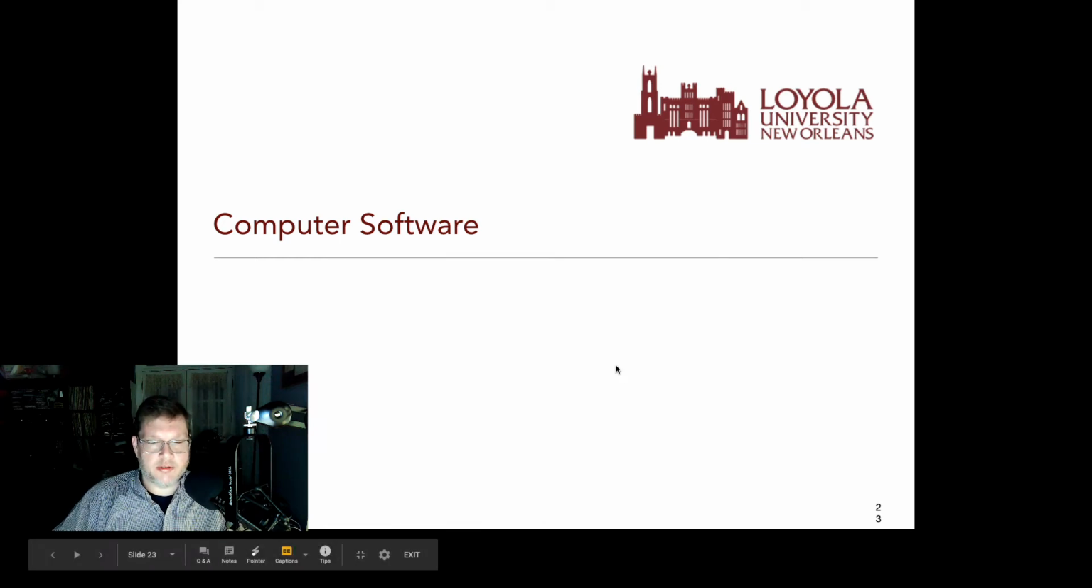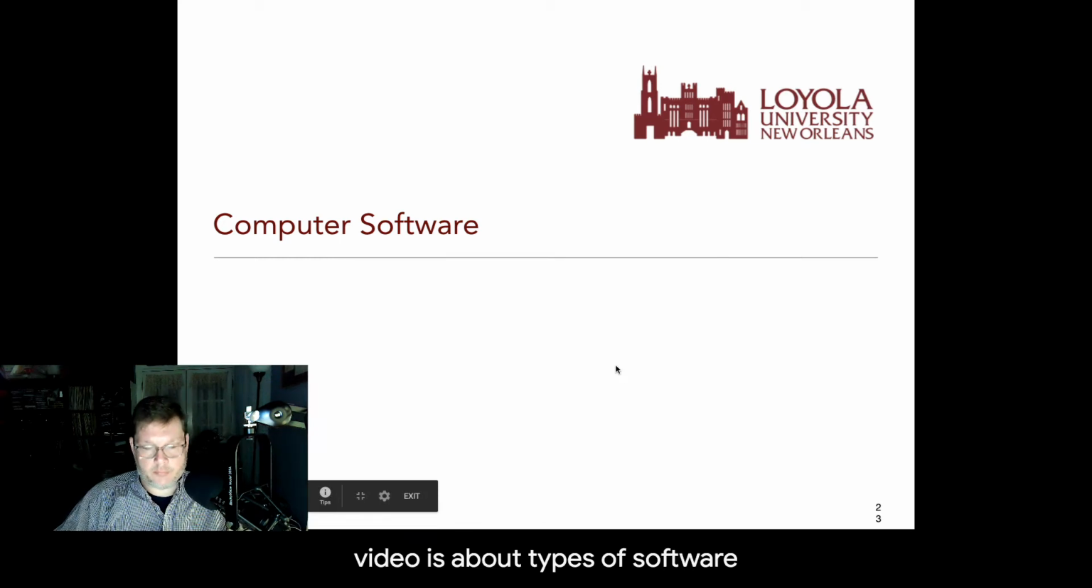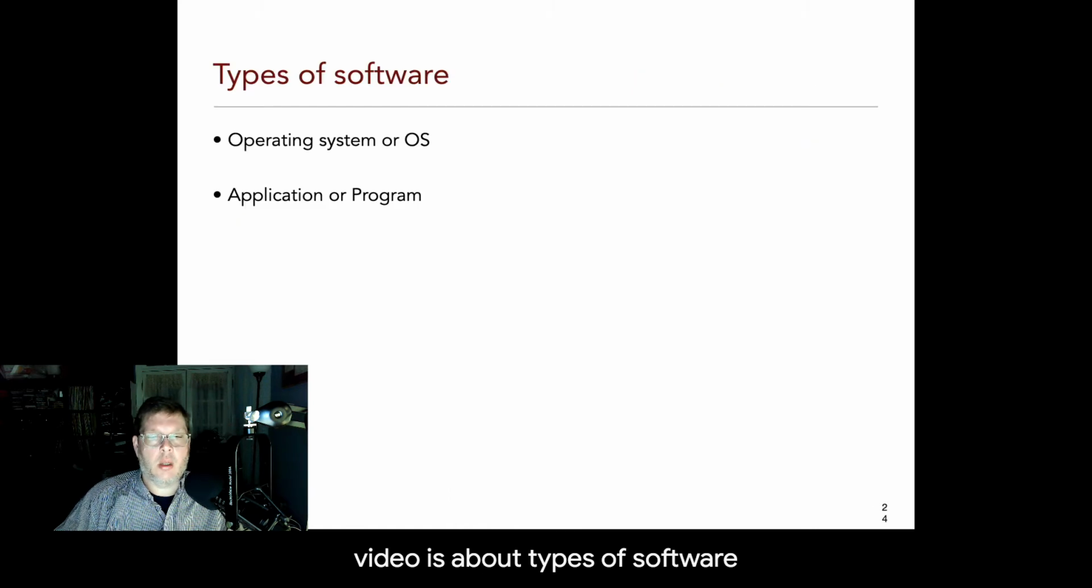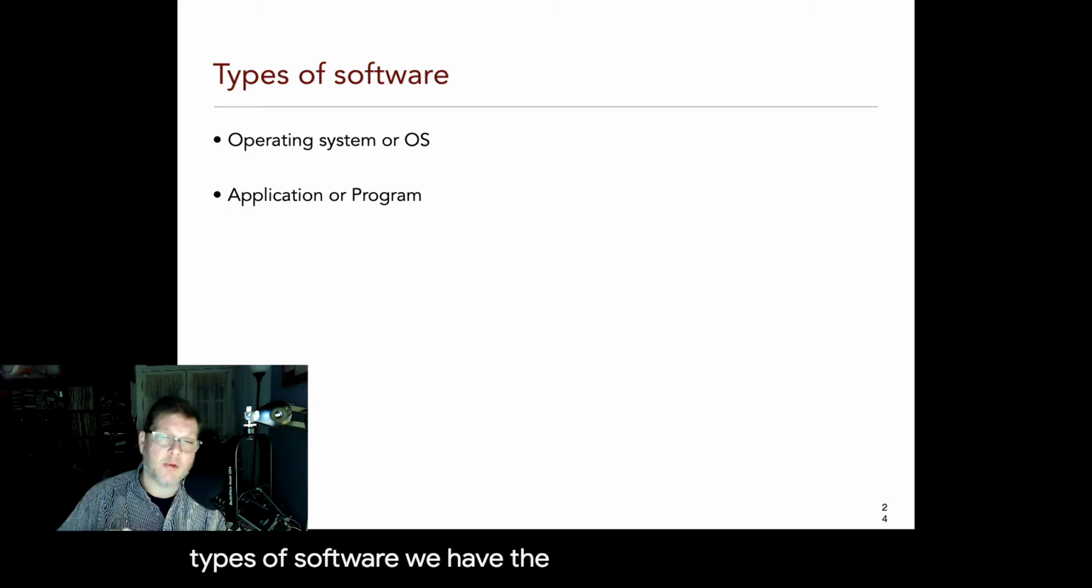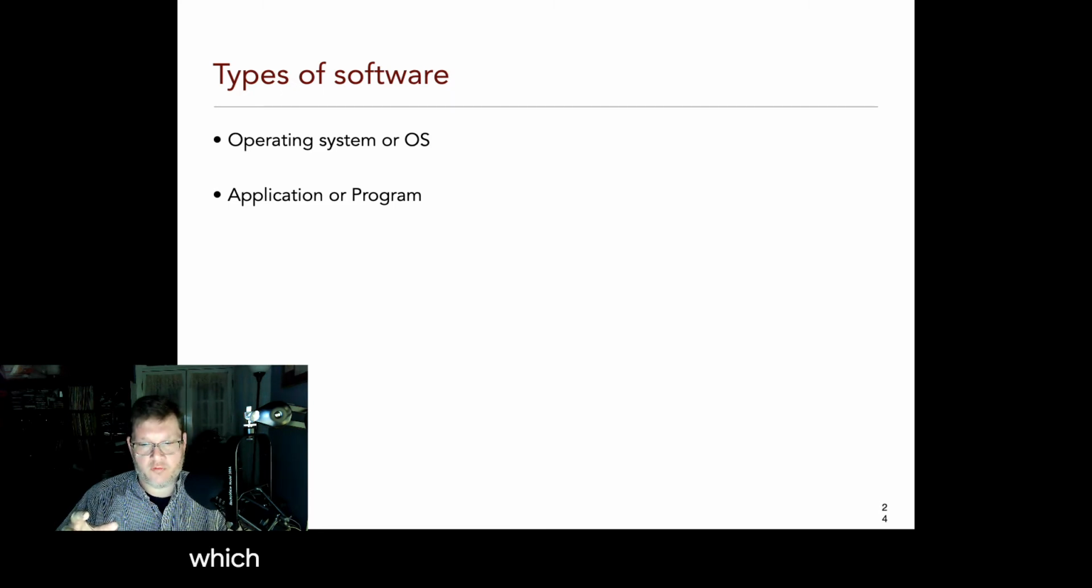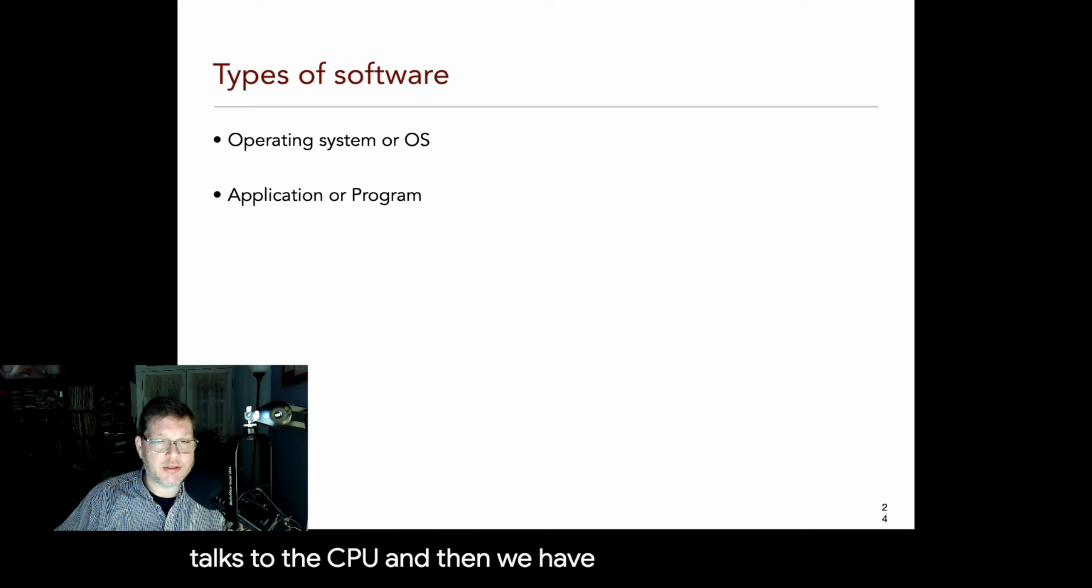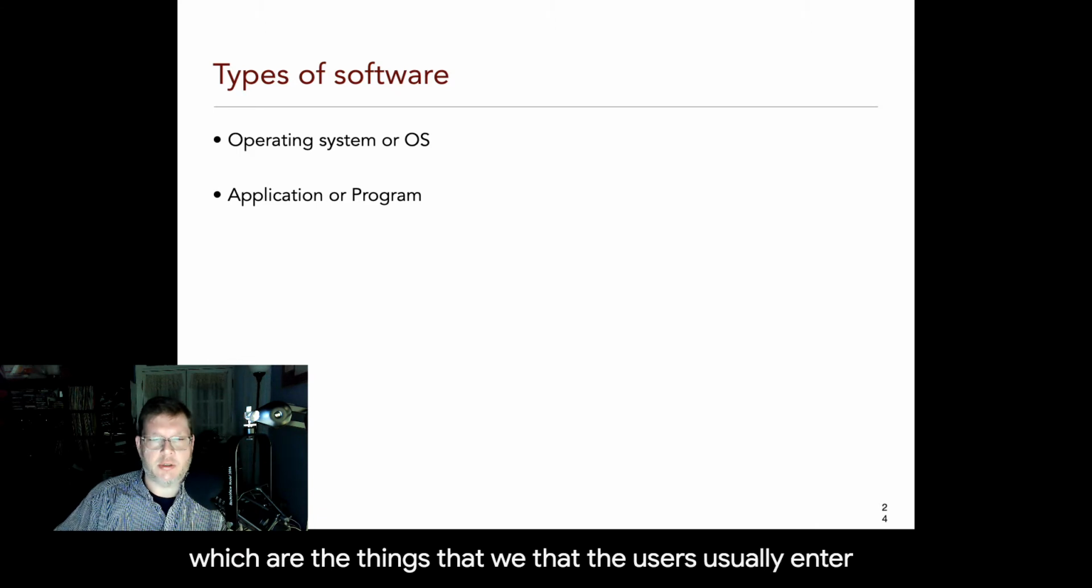Okay, this video is about types of software. There are a few different types of software. We have the operating system, or the OS, which runs the computer essentially. That's what actually talks to the CPU. And then we have applications or programs, which are the things that the users usually interact with.